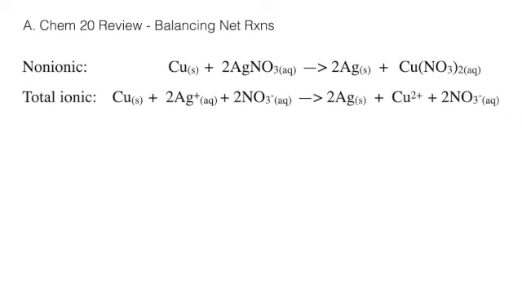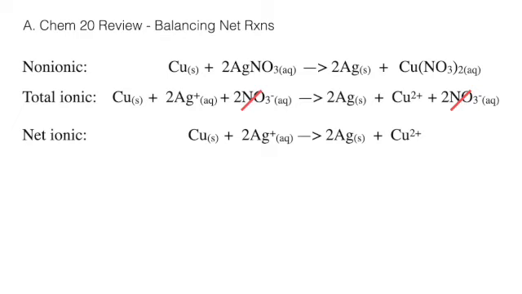You can split up silver nitrate into its ions. It dissociates. So you have copper plus 2 silver ions plus 2 nitrates makes 2 silver plus Cu2 positive, there should be an aqueous there, plus 2 NO3 negative aqueous. The nitrates are spectators and they cancel. So I have a net ionic equation of copper plus 2 silver ions makes 2 silvers and a copper 2 positive, should be aqueous. Okay, so that is where you got to last year.